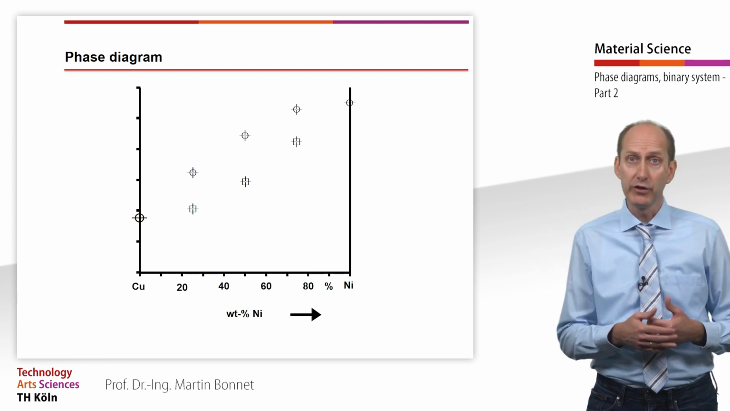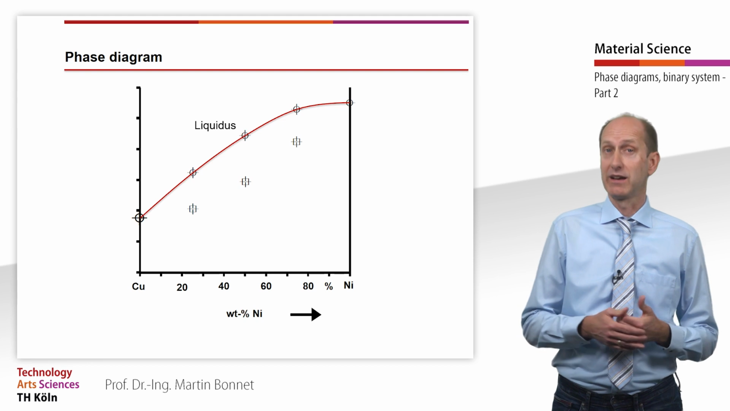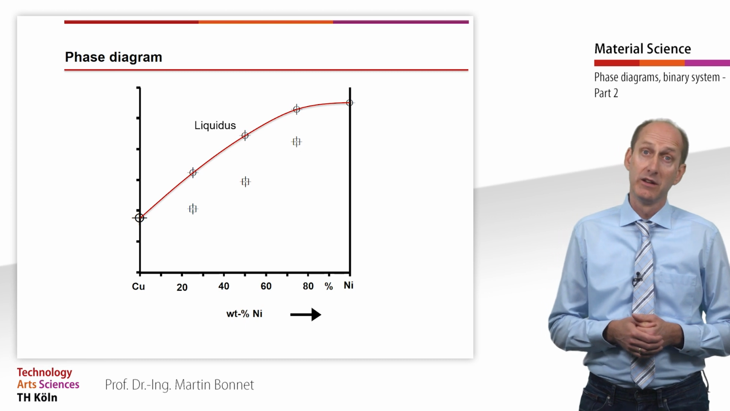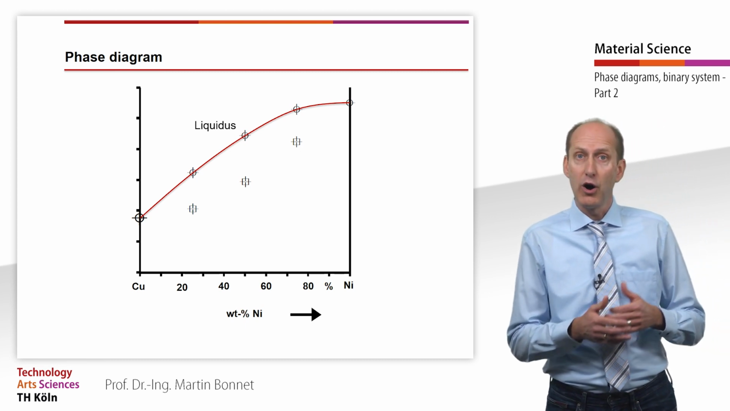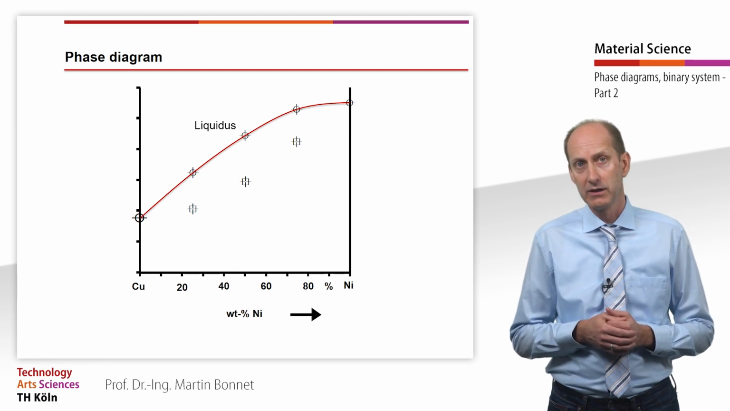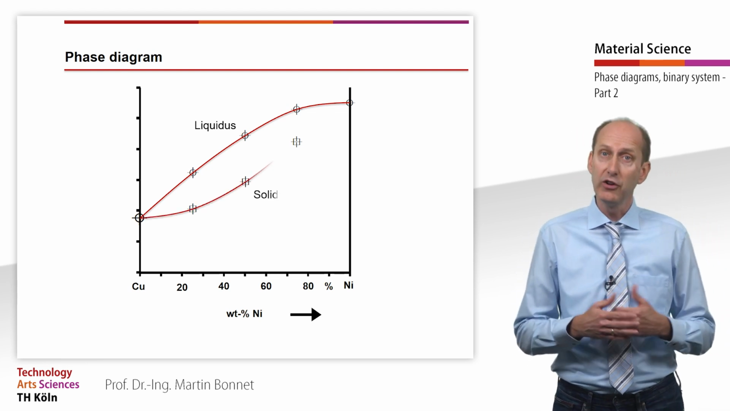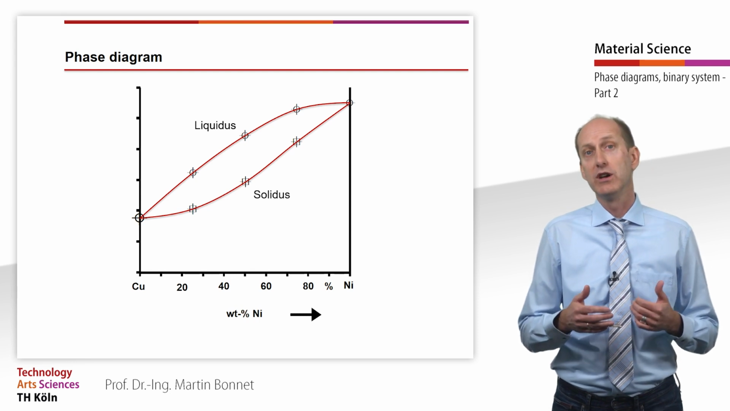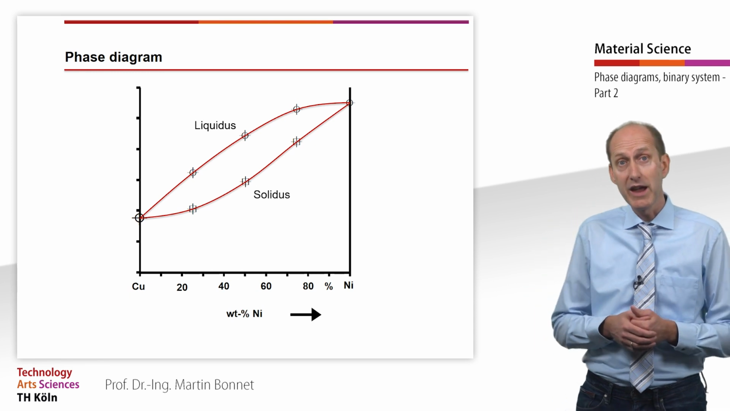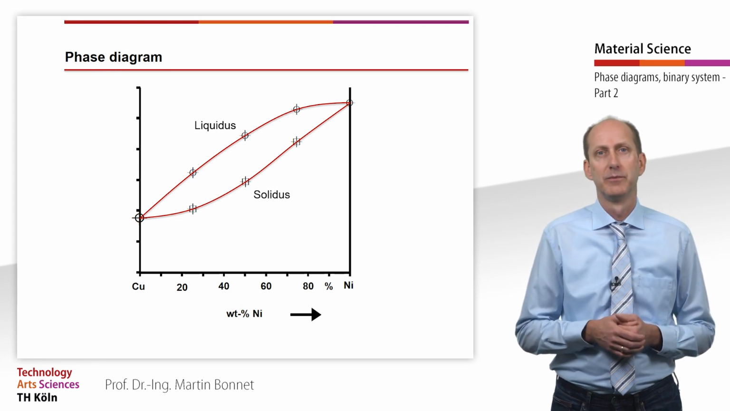The points transferred from the arrest points and the upper break points can be connected. They form the so-called liquidus line, or just liquidus. The liquidus separates the area of liquid-only phases from the area of solid and liquid phases. The points transferred from the arrest points and the lower break points can also be connected, forming the so-called solidus line, or just solidus. The solidus separates the area of solid-only phases from the area of solid and liquid phases.